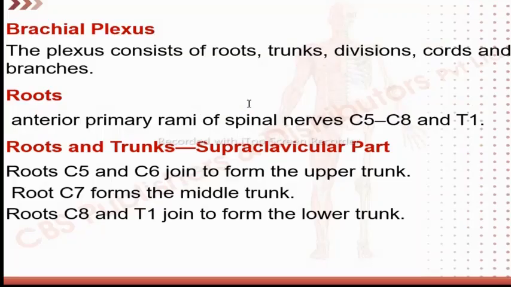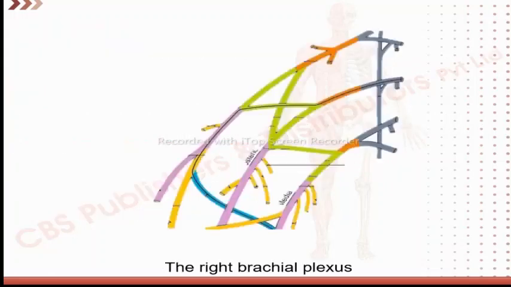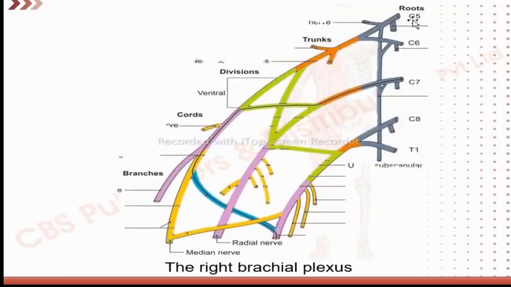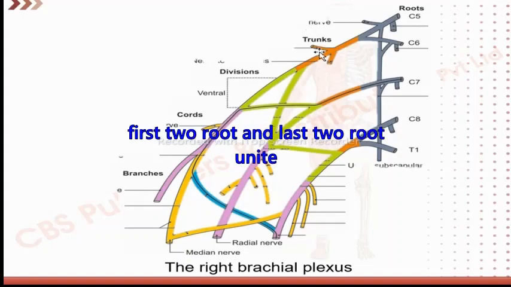So it is divided into root, trunk, division, cord and branches. We have the ventral rami or anterior primary rami of the spinal nerves, C5 to C8 and T1. It has a supraclavicular part and an infraclavicular part. This is the C5 root, C6, C7, C8 and T1 root. The first two roots and last two roots unite and form the trunks. So it has an upper trunk, middle trunk and lower trunk.